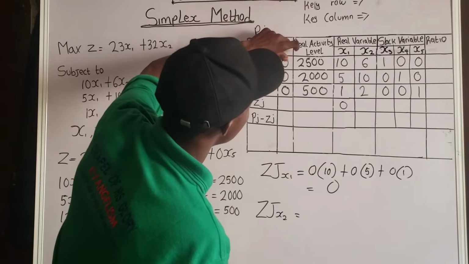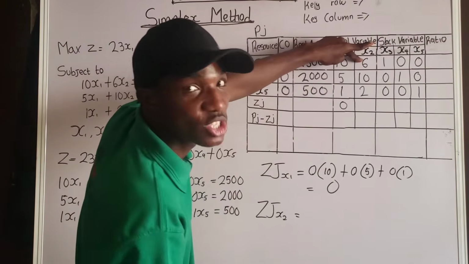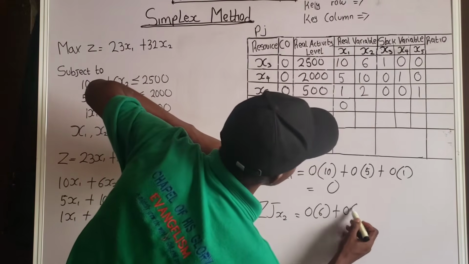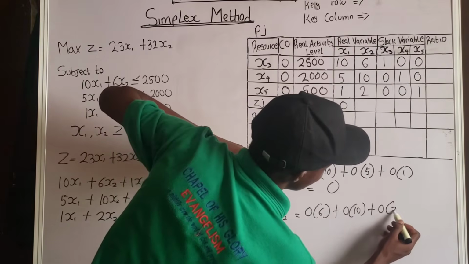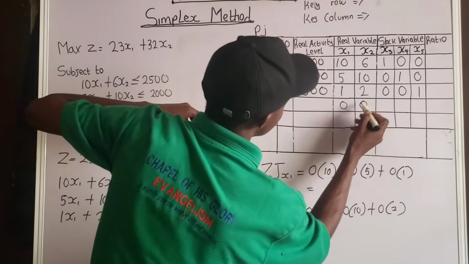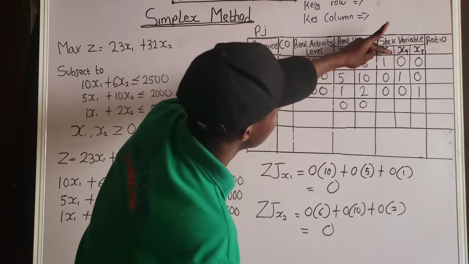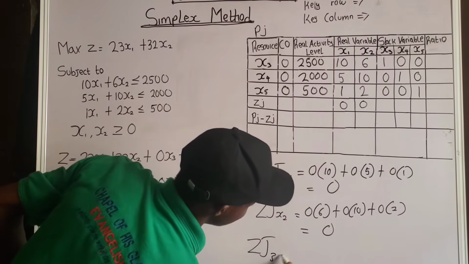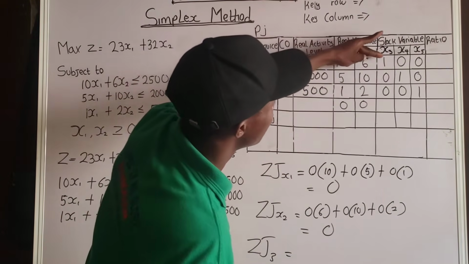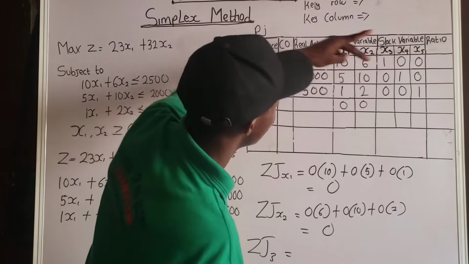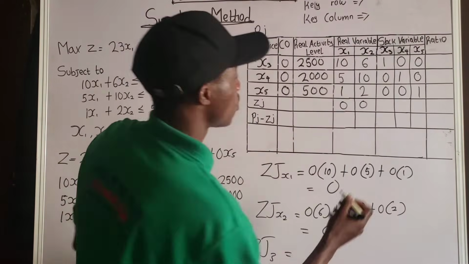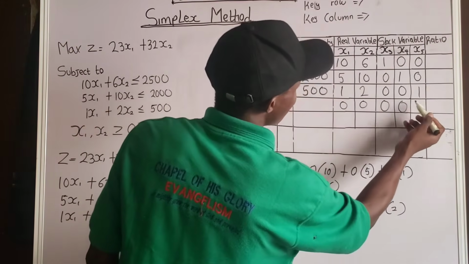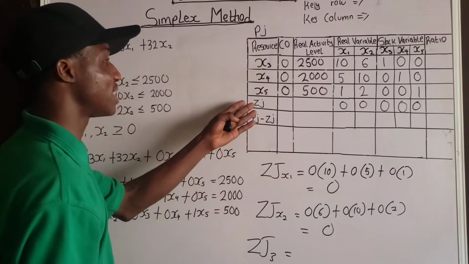So let's get the zj for column x2. It will be the same thing: 0 multiplied by 6, plus 0 multiplied by 10, plus 0 multiplied by 2. This is also 0. Now the zj of column x3 is 0 multiplied by 1, 0 multiplied by 0, 0 multiplied by 0, which is 0. Column x4 is also 0, and for column x5, that is also 0.